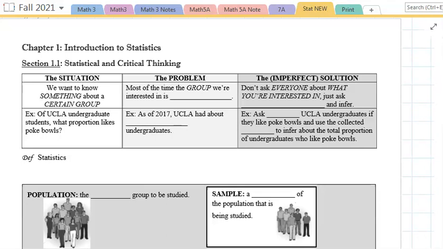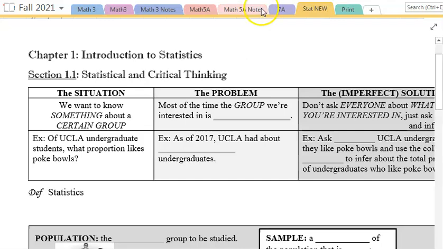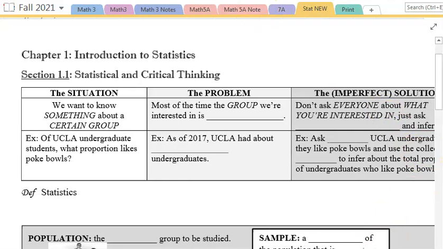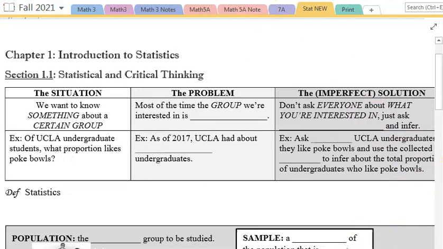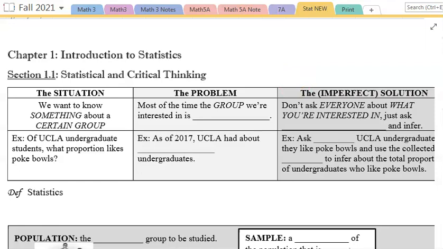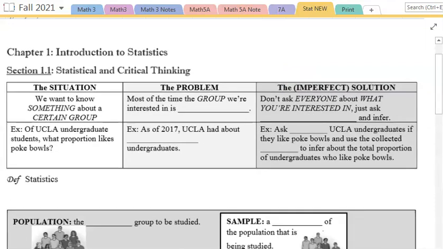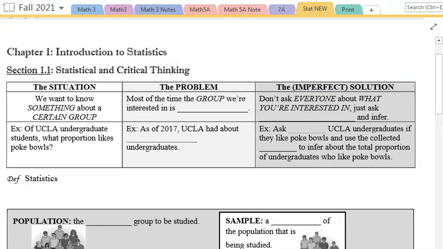This is pretty much how the class is going to run. So, 1.1, that's Introduction to Statistics, Statistics and Critical Thinking. They give us a situation here, they give us a problem, and they're trying to see the imperfect solution.